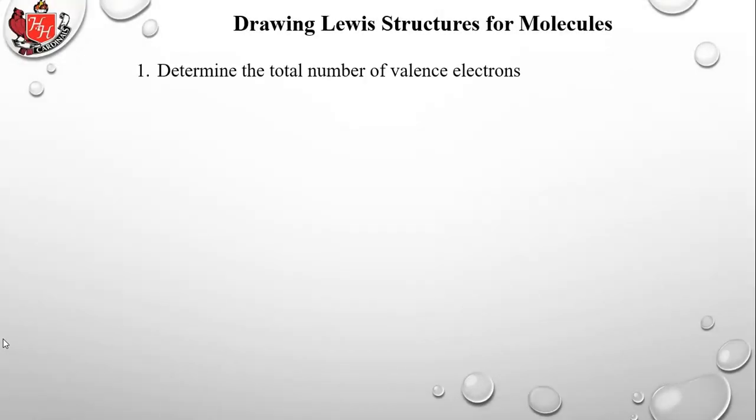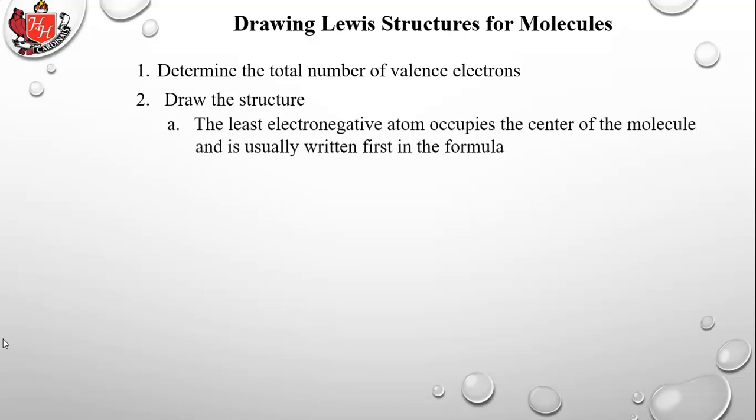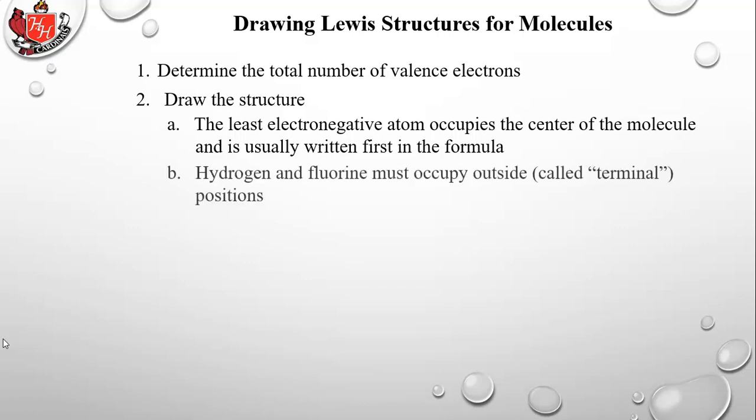So these are the rules. I'm going to go through them quickly because they won't make any sense until you see examples. So let me just read through these quickly. Number one, determine the total number of valence electrons in all of the atoms that are going to be part of the molecule. Two, draw the structure. A, the least electronegative atom occupies the center of the molecule and is usually written first in the formula. B, hydrogen and fluorine must occupy outside positions, which are called terminal positions. Those are the outside atoms in the molecule. And we'll talk about why those two particular elements have to be terminal.